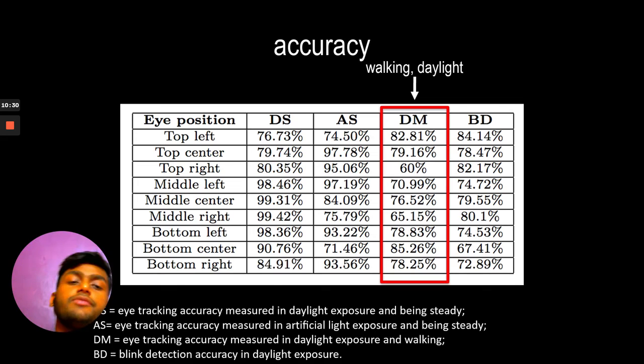Going ahead, if we have walking daylight conditions, we can see it is really comparable with the steady daylight condition results, but still, as walking has now come into play, the basic understanding is that the accuracy would obviously drop, and it has certainly dropped. You can see it has dropped, and the average comes out to be around 70.